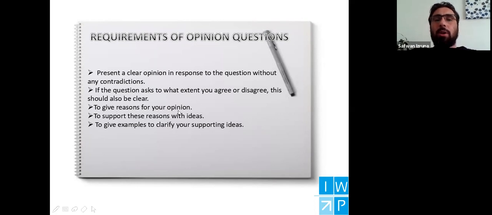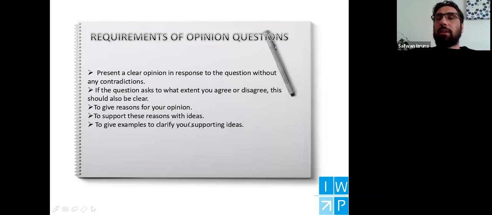Give reasons for your opinion. Okay, so if you say that you believe that smoking should be banned in public places, you need to give reasons. So let me give you, for example, one reason. One reason, it's bad for people's health. So smoking in public places is bad for people's health, right? So this is a reason, right?